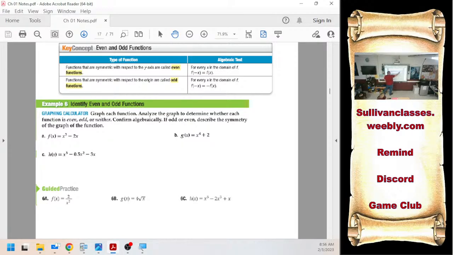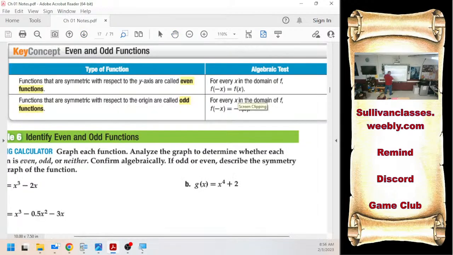Pretty simple. Odd and even are symmetric to the origin and the y-axis, respectively. So it's the exact same thing. Something's an even function if it's symmetric to the y-axis. It's odd if it's symmetric to the origin. The proof for them is over here.